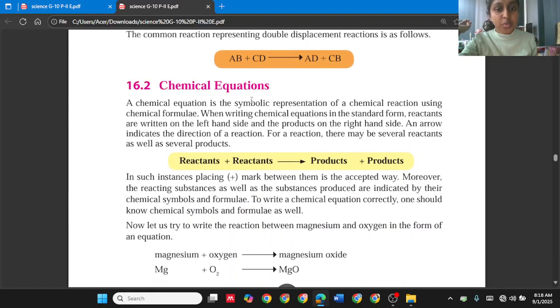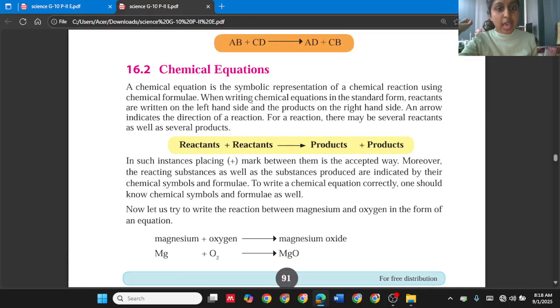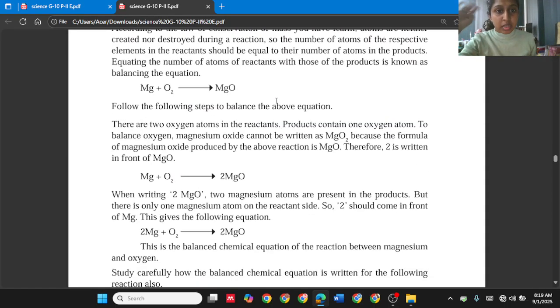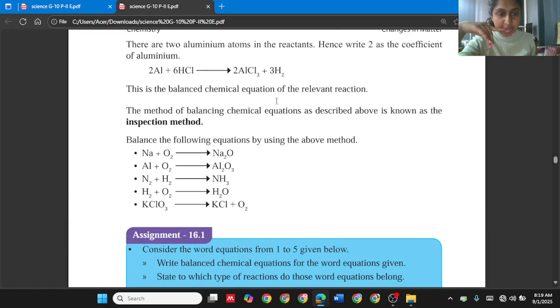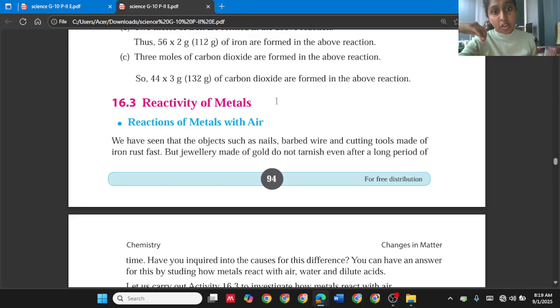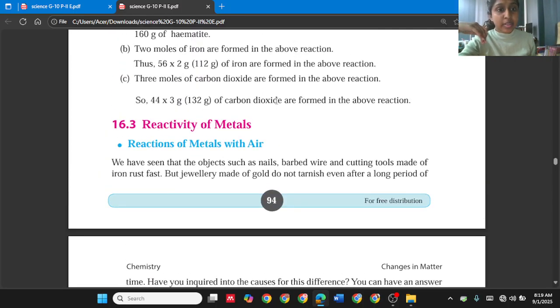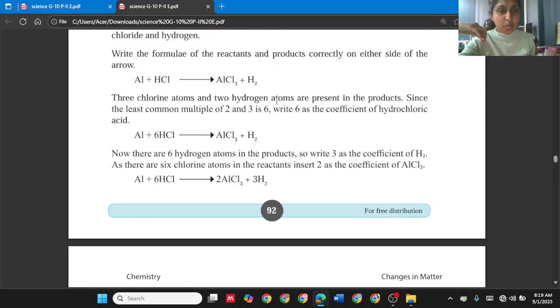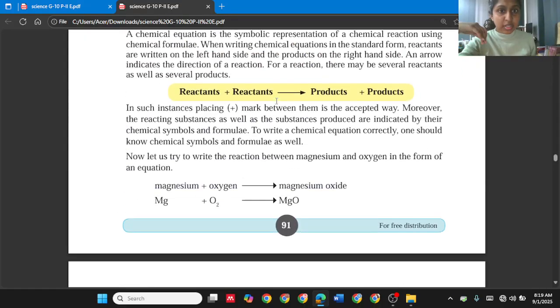After that, we come to this part, chemical equations, and we go through this one. You see that on the left side of this arrow, we call them reactants, and the right side products. So here we have two reactants and one product. Then reactivity of metals. This is 16.3, reactivity of the metals. Before that, let's go through this one. We didn't finish, I think.